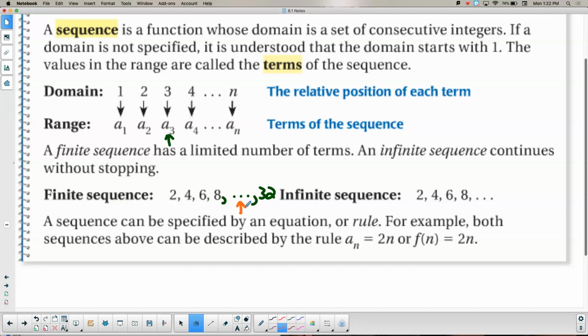An infinite sequence goes on forever and ever and never ends. It is signified by the three dots as the last thing. The three dots signify that the pattern continues. In a finite sequence, the pattern continues until you get to a point. In an infinite case, the pattern continues forever.